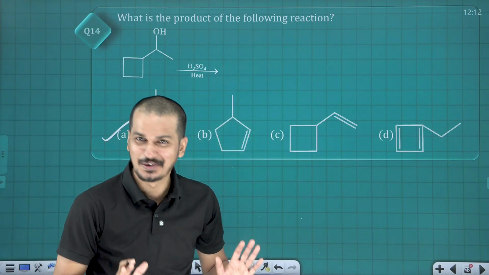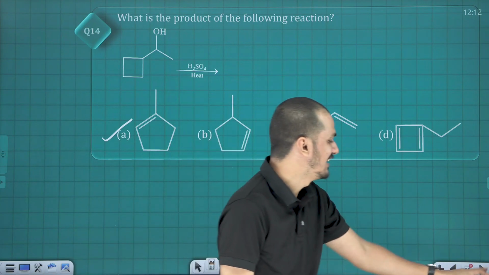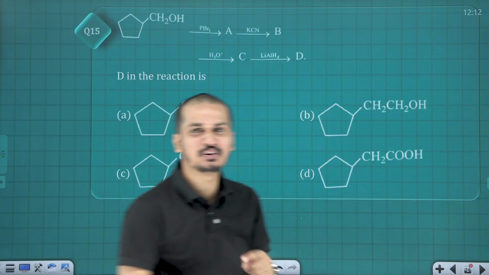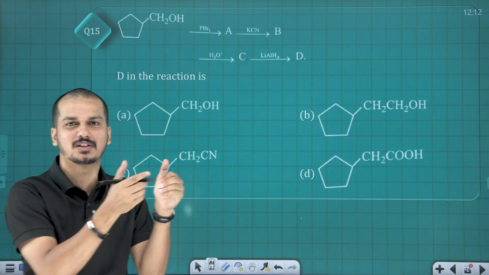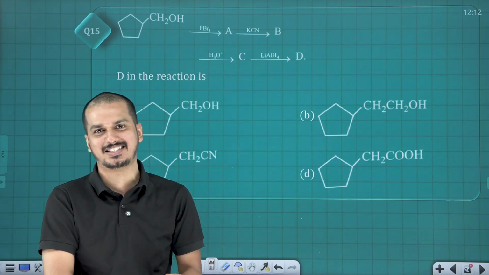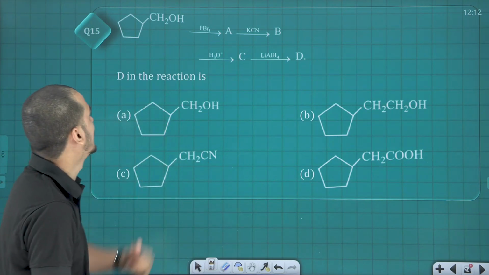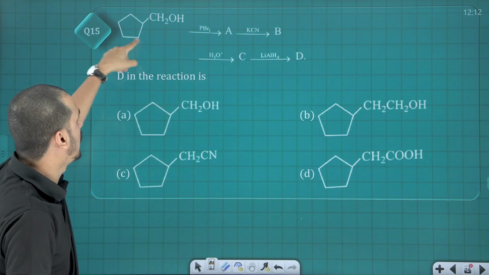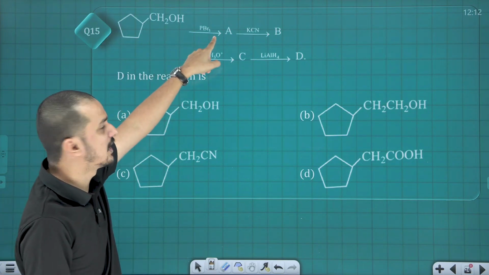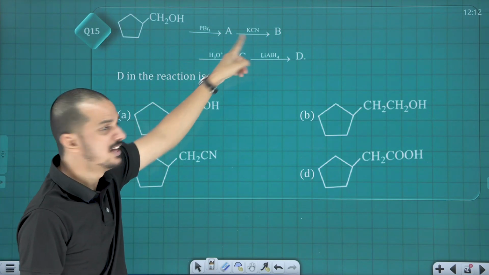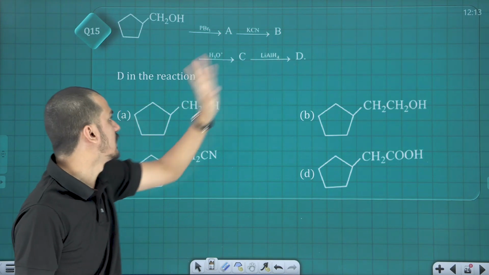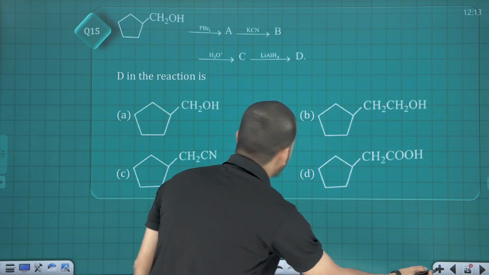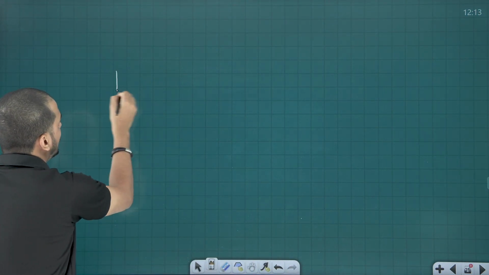Ready guys? Okay. You have to watch the video 1, 2 or 3 times. Watch that reaction mechanism slowly, with pauses. Ready? Yeah, we can look at the next question. One compound is given, they are treating it with PBr3, then with KCN, then hydrolyzing, then treating with lithium aluminum hydride. What is D? That's the question. So let's look at the first one. I am drawing that here again.